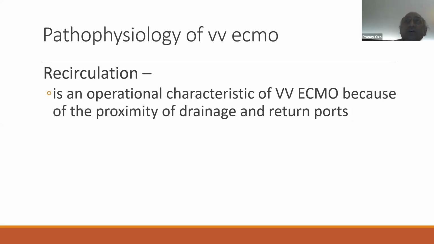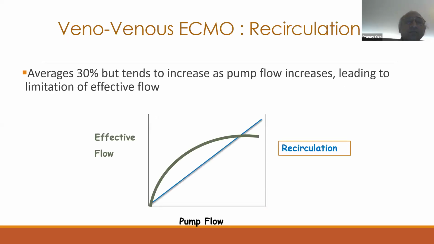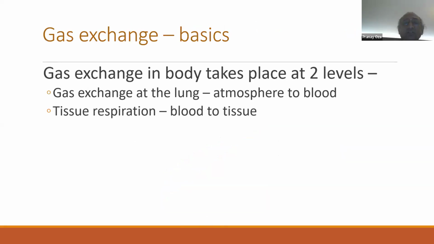The problem with VV ECMO is going to be recirculation, as already discussed by Dr. Pobani sir. So I'm not going into the details of that. But always remember, recirculation is going to be a problem with VV ECMO, and some amount of recirculation is always accepted. Recirculation up to 30% is acceptable. If it goes more than 30%, then you have to manage the recirculation.